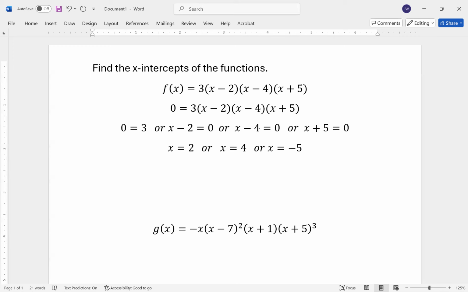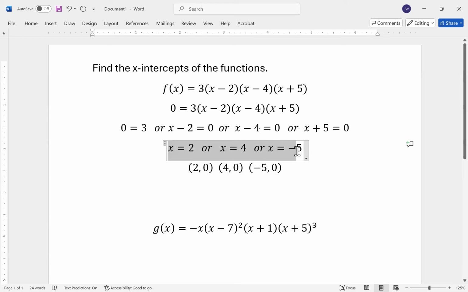So this leads to 3 x-intercepts. Those are all real numbers. Therefore, I have 3 x-intercepts, one at the point 2, 0, another at the point 4, 0, and another at the point negative 5, 0. So we have 3 x-intercepts. And by the way, we'd have 3 zeros as well. These 3 numerical values are all zeros of my polynomial function.